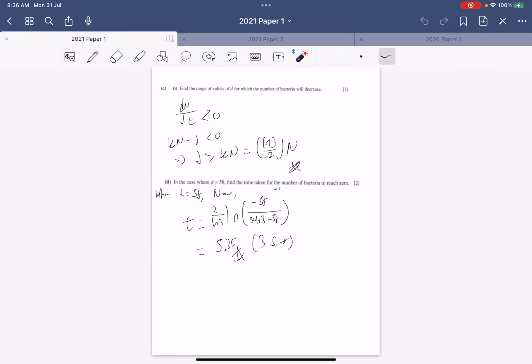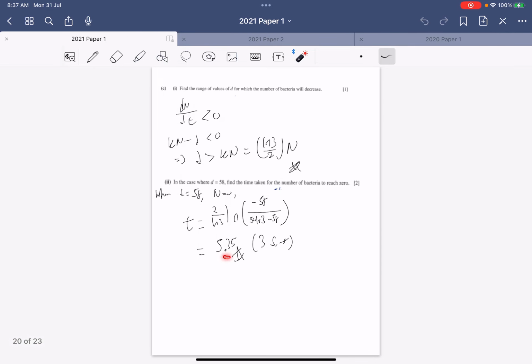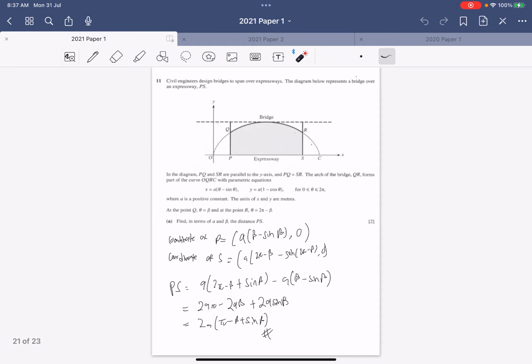So that should be quite simple. Now when d is 58, we want to find the time taken. Well, d is 58, n must reach 0. Then you just sub into the formula and you get t equals 5.35 to 3 SF. So that's all for that question.